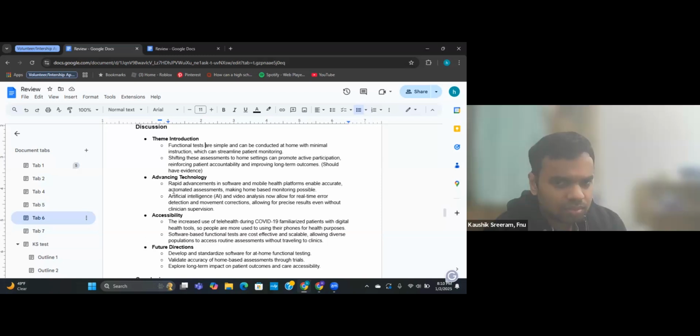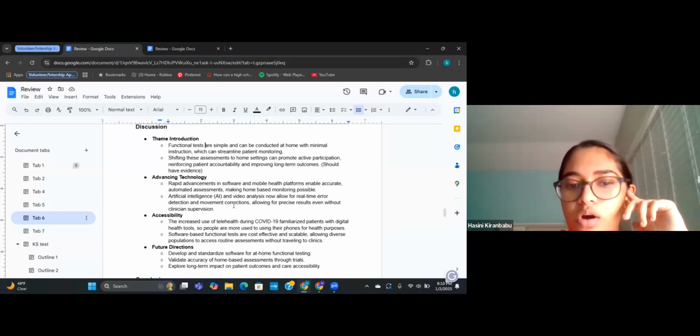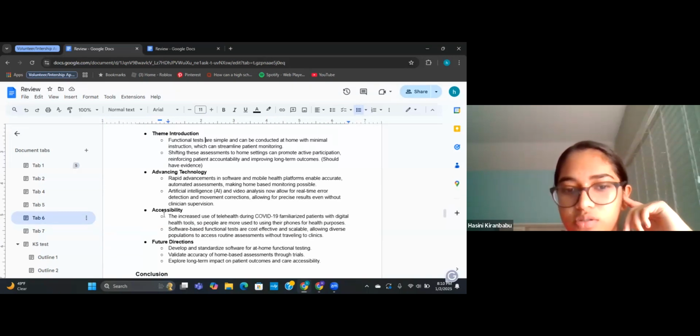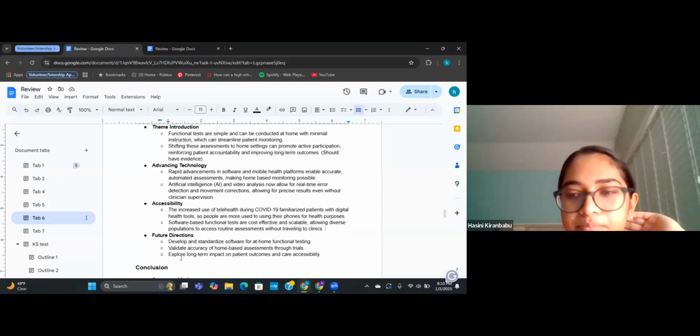And then I split the advanced technology and accessibility portion. Here, advanced technology: rapid advancements in software and mobile health platforms enable accurate automated assessment, making home-based monitoring possible. AI and video analysis now allow for real-time error detection and movement corrections, allowing for precise results even without clinician supervision. And then for accessibility, I kept this point the same about COVID encouraging people to use their phones more. I also added that software-based functional tests are cost effective and scalable, allowing diverse populations to access routine assessments without traveling to clinics. And then future directions are the same.